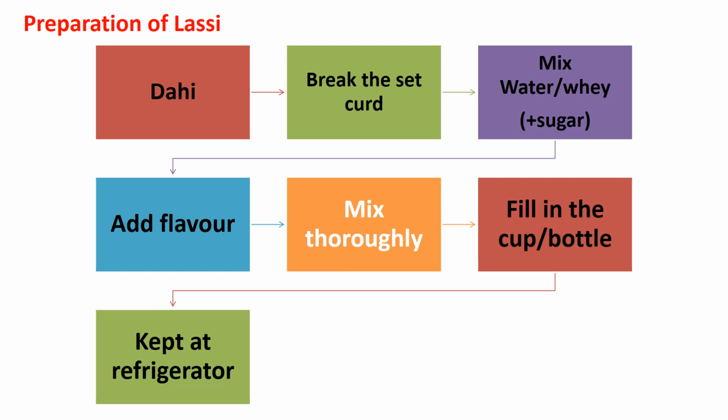Here we will see the preparation of lassi. So lassi is prepared from dahi. It is a very common drink in the northern part of India. So it is processed very easily at home and also in many small restaurants.